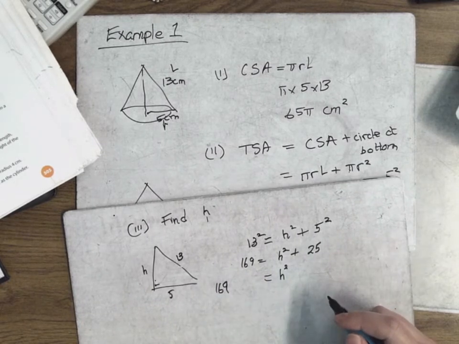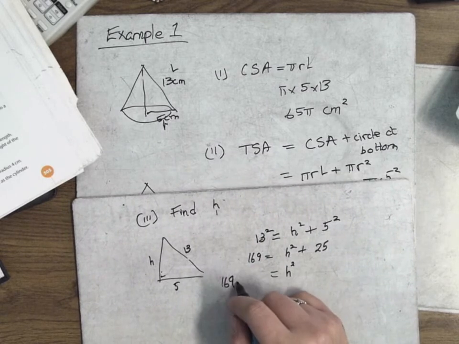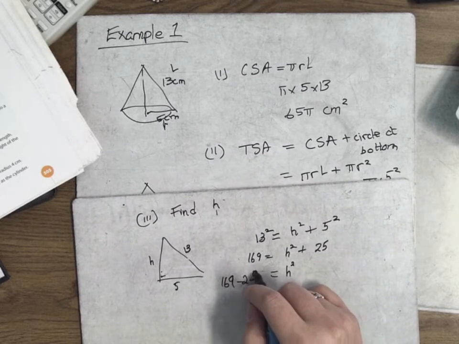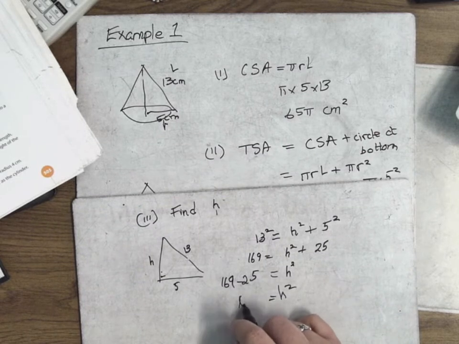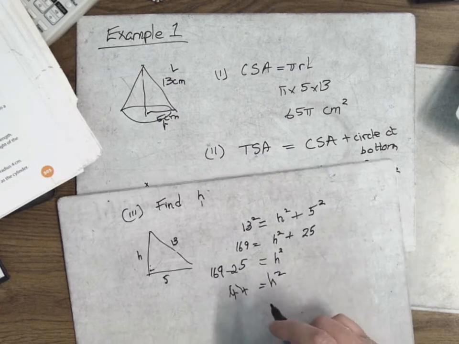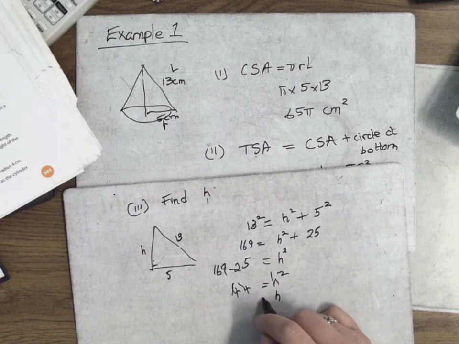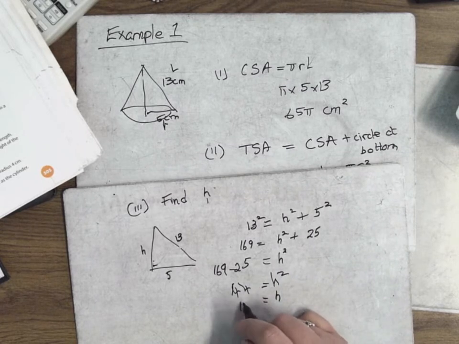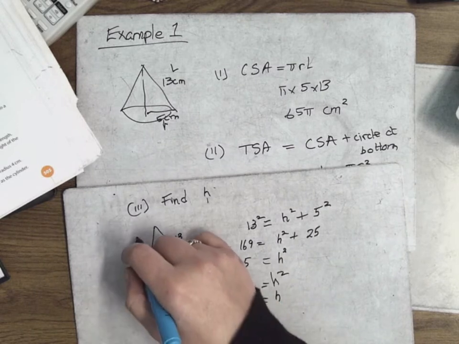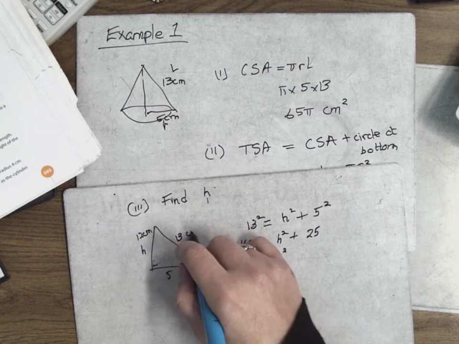So the 169 is on this side already. I'm bringing the 25 over, it becomes a minus 25. So I get h squared equals 144. So what squared gives me 144, girls? 12. If you didn't know, what button would you press on the calculator? Square root. So you go square root of 144. So that means the straight up height there is 12, and that's in centimetres because everything else is in centimetres. Is that okay?